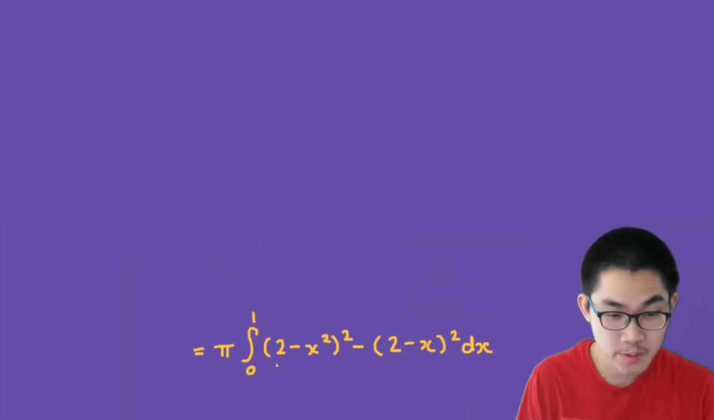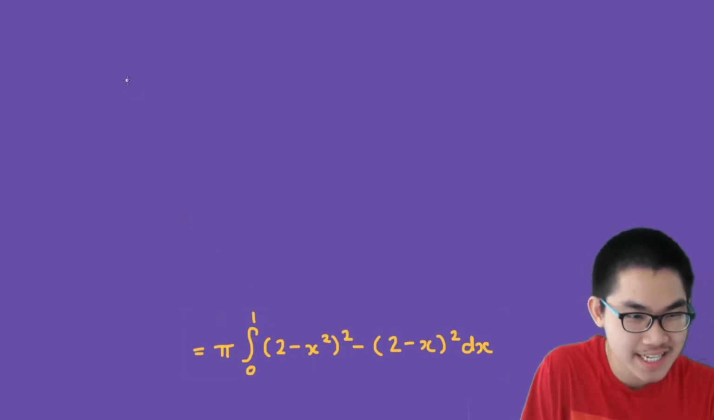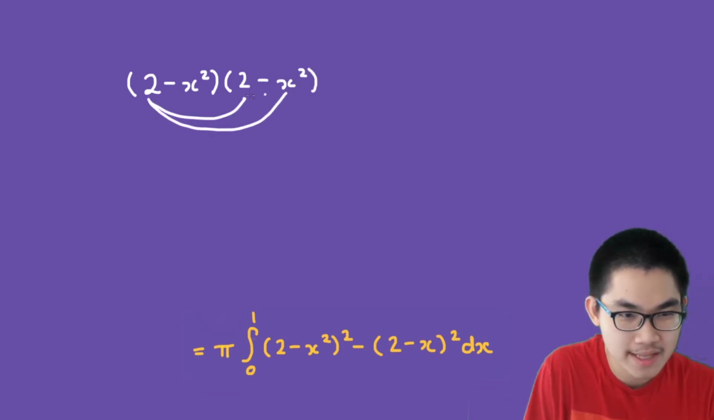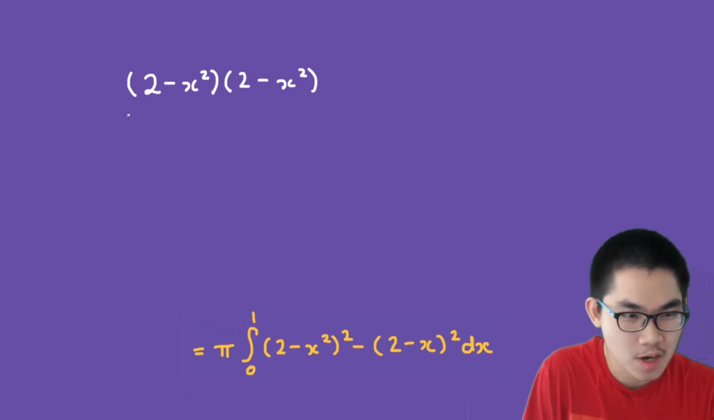So what we need to do is solve for this right here. (2 - x²)² is the same as (2 - x²) times itself. And don't forget the rules: you have to take this, multiply by this, take this, multiply by that, and the same thing for the other term. So let's go ahead and solve it.